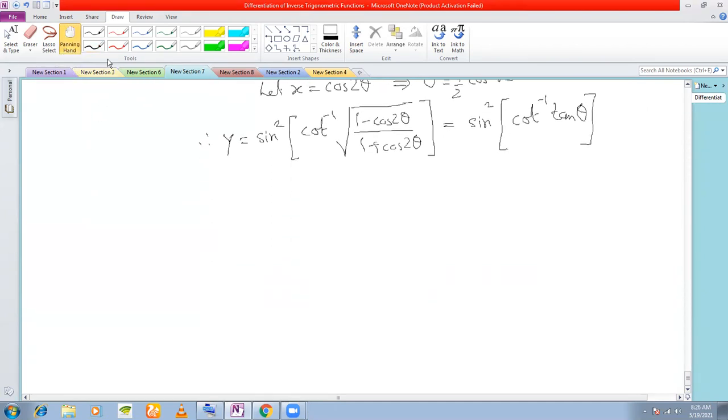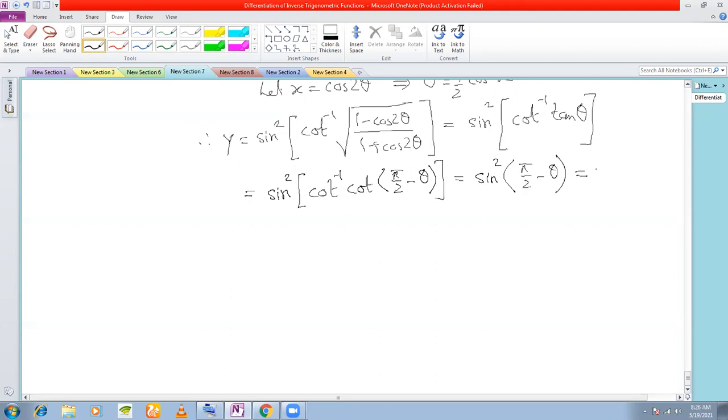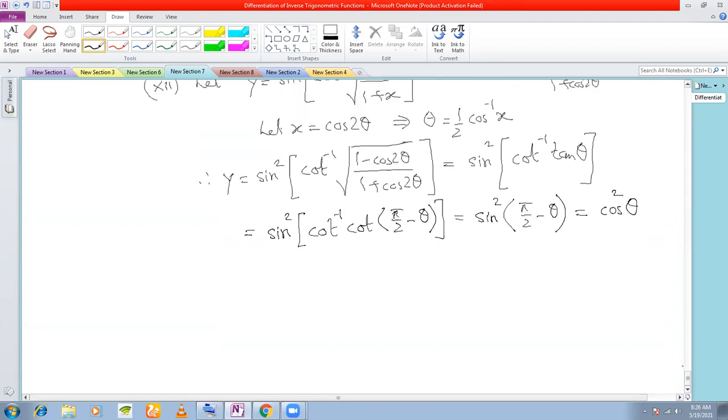Now you have cot inverse of a tan, so you better change tan to a cot. So sine square cot inverse of cot of pi by 2 minus theta, which simply becomes sine square of pi by 2 minus theta. And we know sine square of pi by 2 minus theta is simply, sorry, cos square theta, right? But what is theta here? Theta here is half cos inverse x, right?